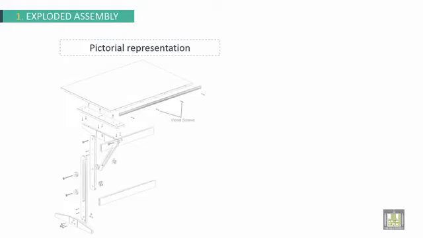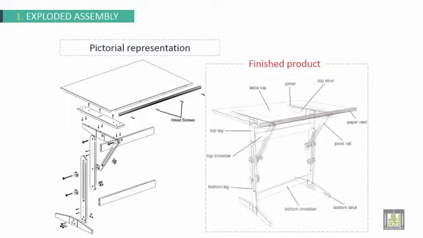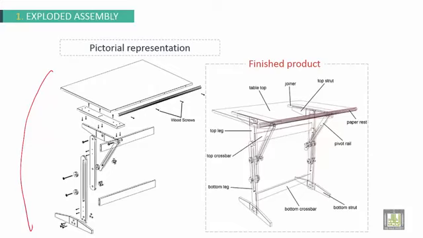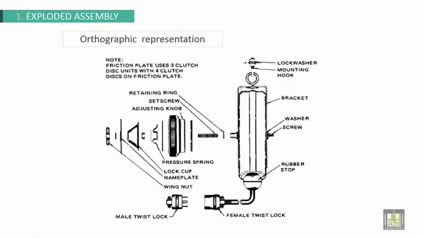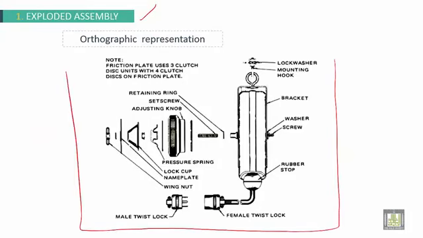Here we have, for exploded assembly, one example. Here it is an exploded assembly for all parts, to show all parts exploded, and here we have the finished product. Another example for exploded assembly. Here, all parts are here, not assembled, but exploded and ready to be assembled.